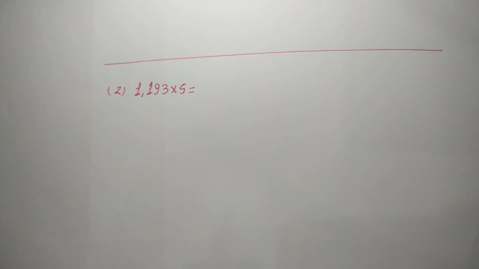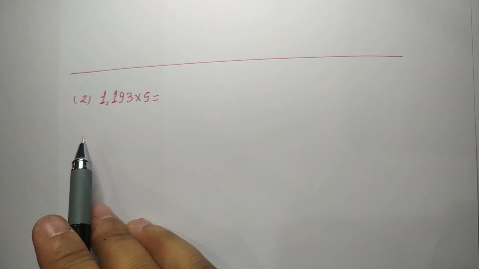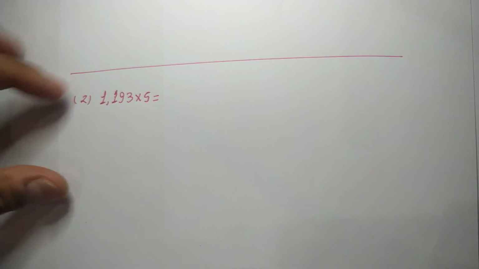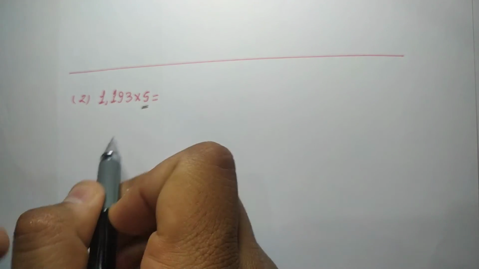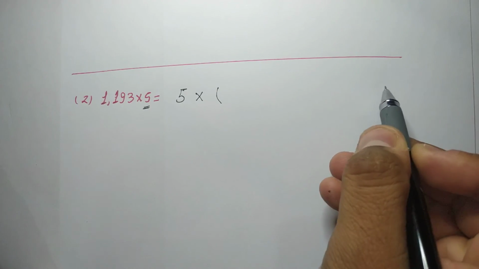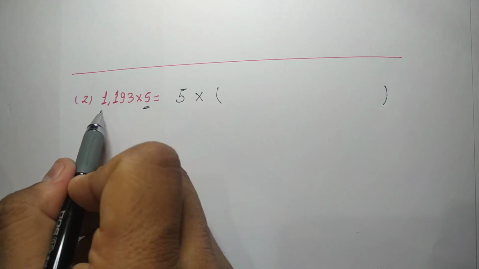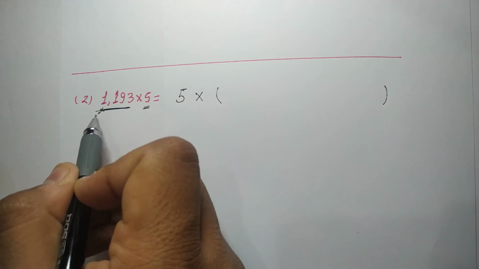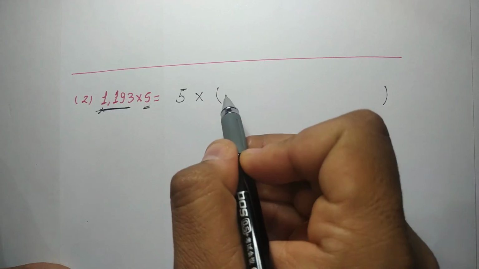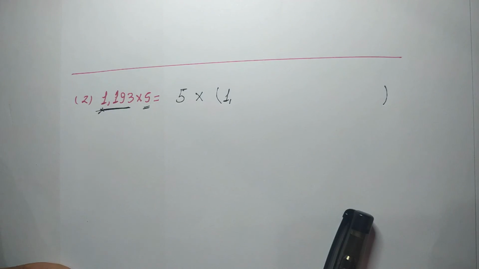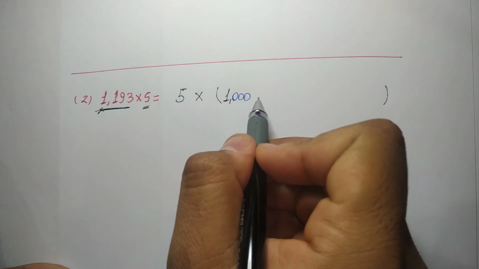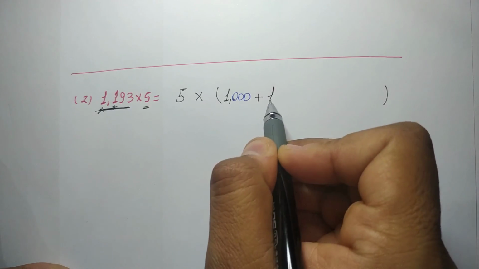The second example, I have here 1193 times 5. I will drop this 5. This is 5 and times. Make a bracket. Decompose this number. This is 1 in the ones place? No, it's in the thousands place. So 1 and making 3 zeros. Plus this one in the hundreds place, so I will write 2 zeros.